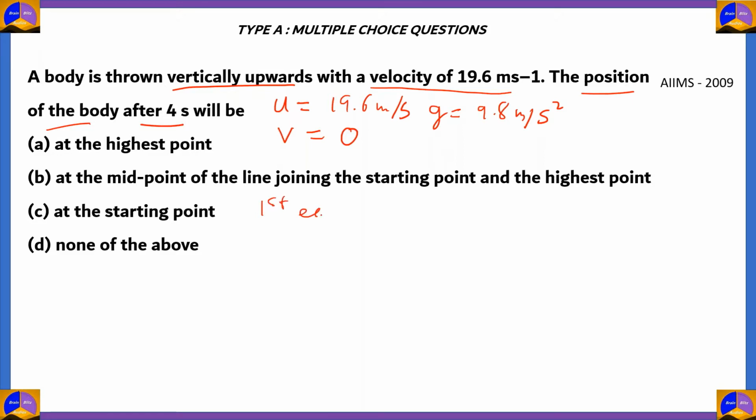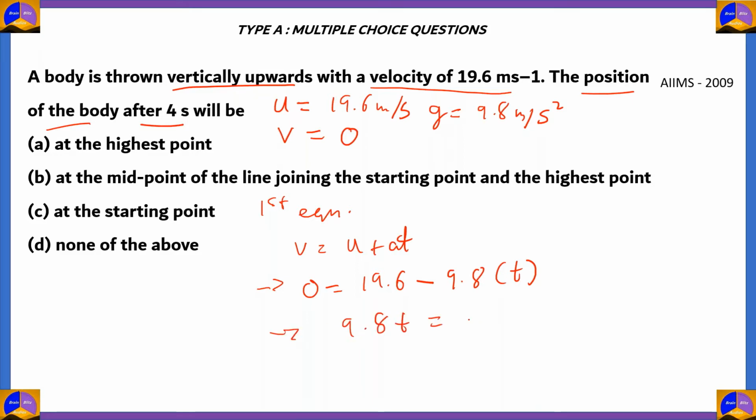Using the first equation of motion, that is v is equal to u plus at, let's plug in the values. It will be 0 is equal to u, which is 19.6, and since the body is thrown upward and g acts downward, it will be minus g, so minus 9.8 times t. So 9.8 t is equal to 19.6. t is equal to 19.6 divided by 9.8. So that'll be equal to 2 seconds. So this body with a velocity of 19.6 meters per second reaches its highest point at the time 2 seconds.